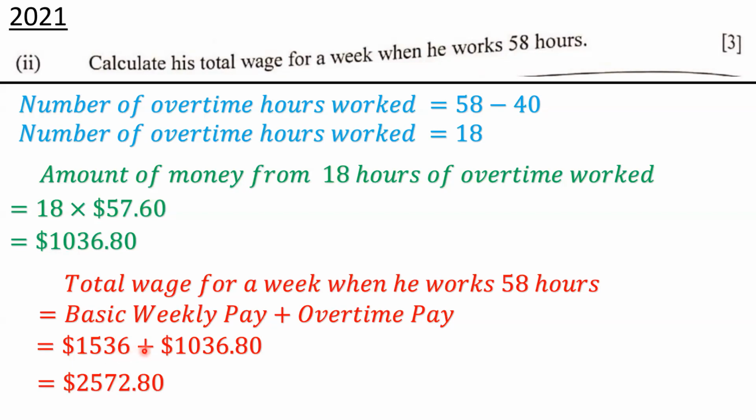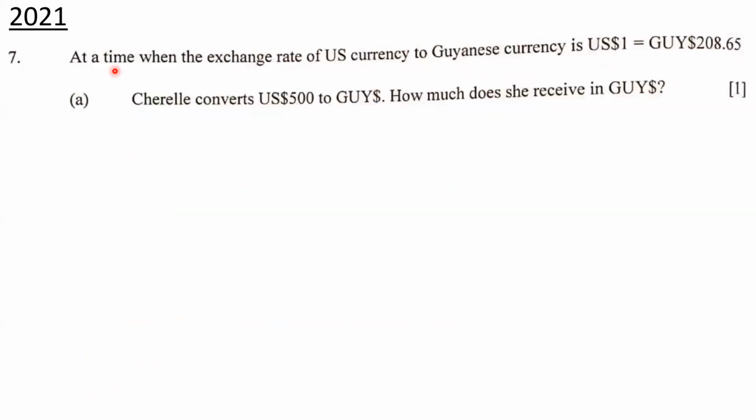Okay, let's move on. So the answer is $2,572.80. This next question says, at a time when the exchange rate of US currency to Guyanese currency is $1 equals $208.65 of Guyanese money, Cheryl converts $500 to Guyanese. How much money does she receive in Guyanese?